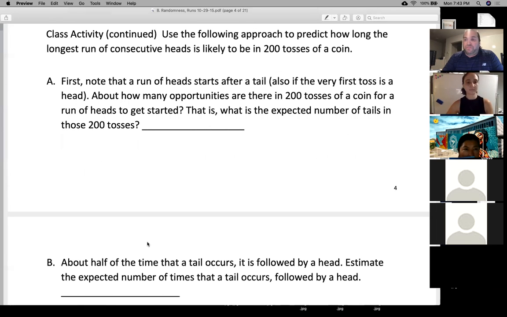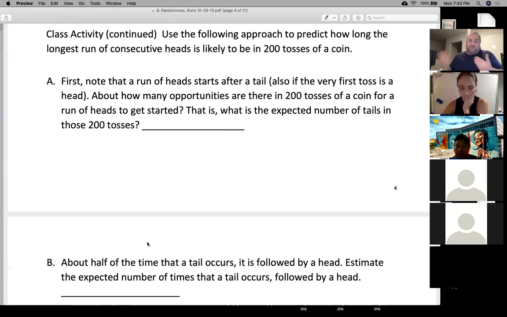Now, of those 100 possibilities, half of them are going to be tails. Right? Because I expect half of them to be heads, half of them to be tails, correct? Right? So of those 100 possibilities for a run of heads, how many actual times am I going to have 2 heads in a row? Or should I expect to have 2 heads in a row? At least. Half of that, which is 50.